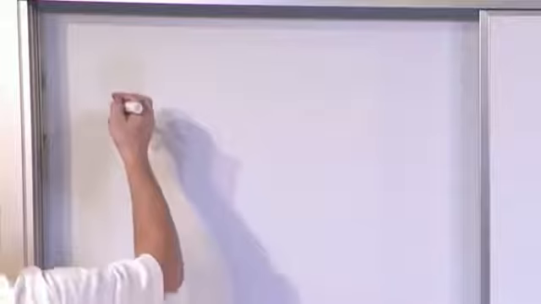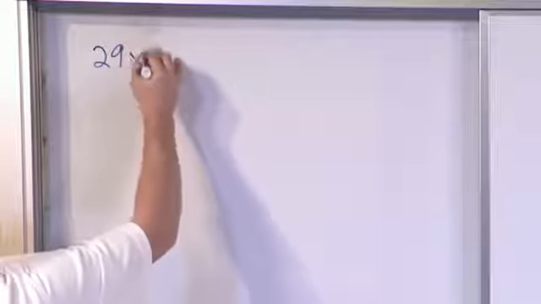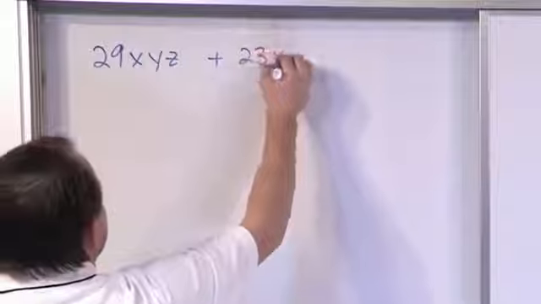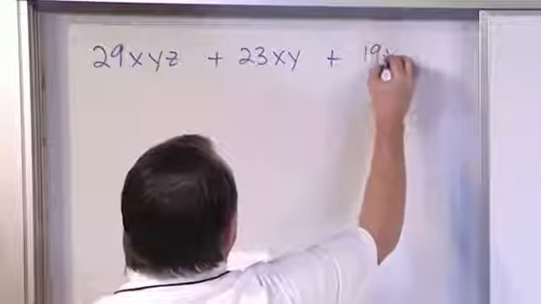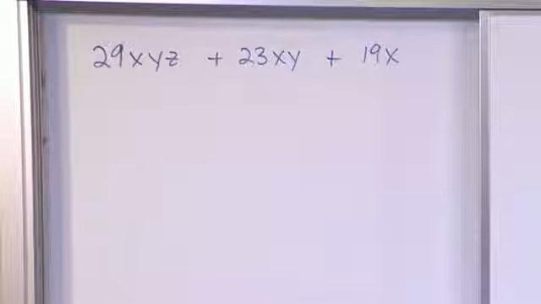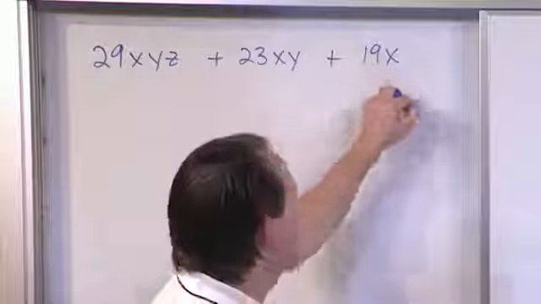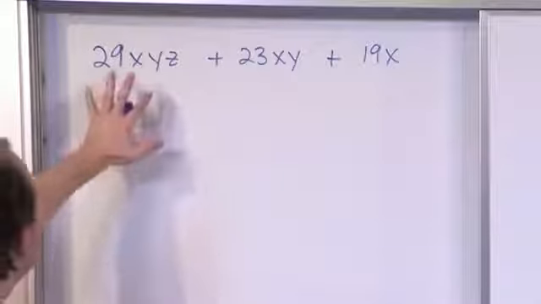All right, so what I want to do for the last part of this section is present a new concept that it's kind of important to know. What if you had 29 times x times y times z plus 23 times x times y plus 19 times x? How many terms do you see in this expression? Well, this is a term, this is a term, this is a term. So we've done this before. This is 3 terms.